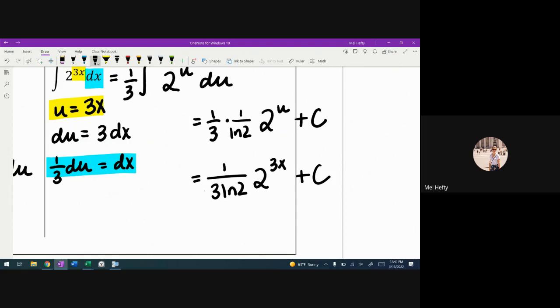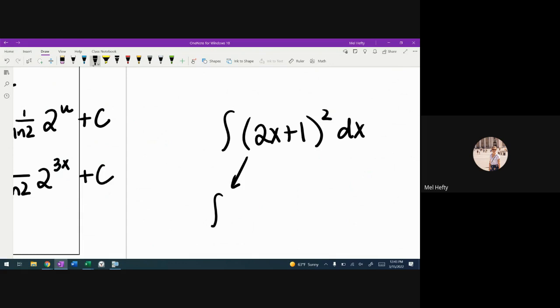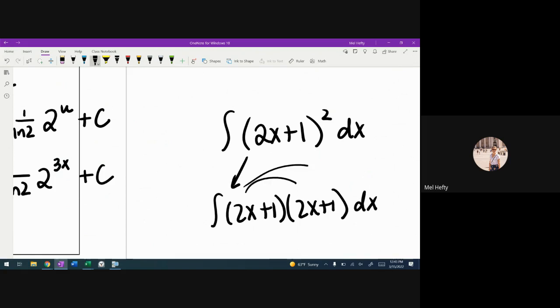The only way this could be on the test on Thursday, if you choose it, is let's say I gave you something like this. One way is you could use u-sub, but you could also multiply out 2x plus 1 times 2x plus 1 and just foil it out. You could do that, or you could do u-sub. That's a mathematically legal way to do it. Multiplying out is also very mathematically legal.